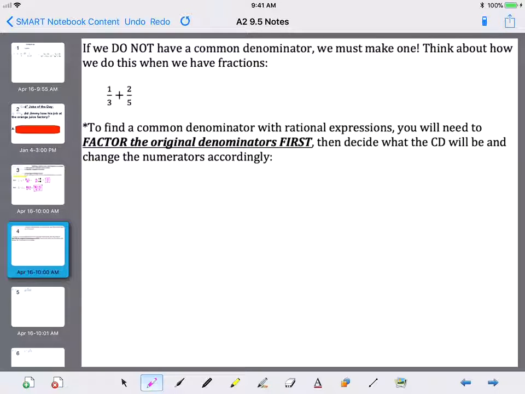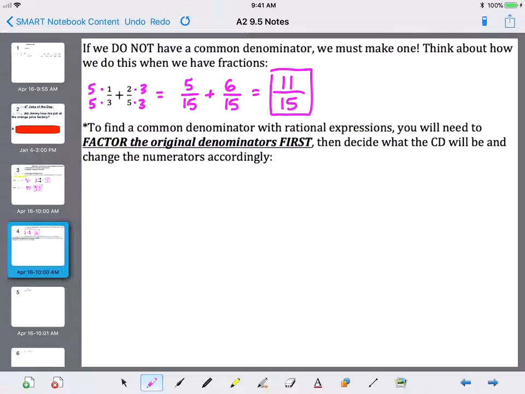Let's see what happens if we do not have a common denominator. We've got to make one. So we've done this when we had fractions. Like if we want to add 1/3 and 2/5, well, we can see our common denominator there is 15. So to turn 3 into 15, I've got to multiply by 5. If I do that in the denominator, I also need to do it in the numerator. In the right fraction, I've got to multiply by 3. So we're going to turn this into 5/15 plus 6/15. Now that I've got my common denominator, I can just add the numerators.